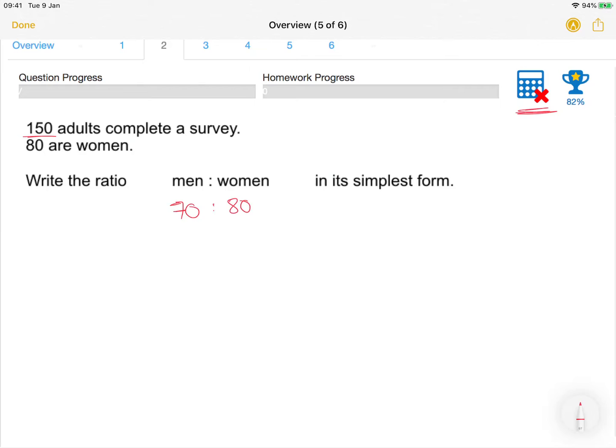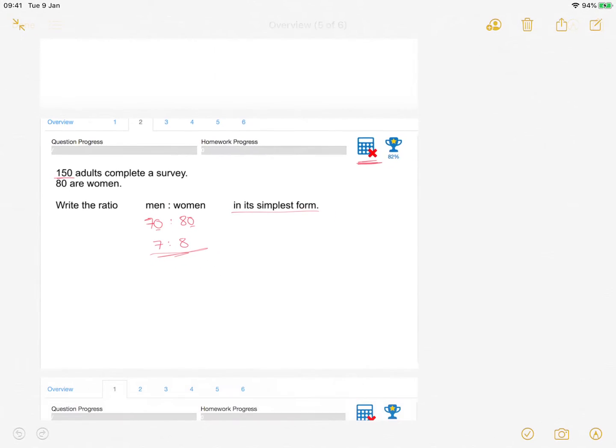Now, it says in its simplest form here, so you can see again they both end in a 0, so I can divide both by 10, and then I'll get 7 to 8, and that's in its simplest form because I can't divide them both by anything else and still get a whole number. Next question.